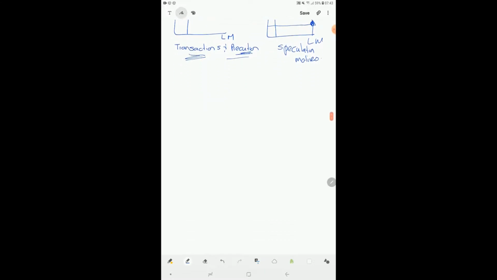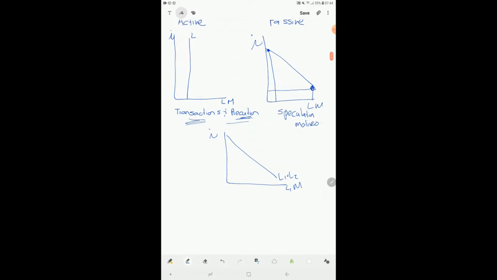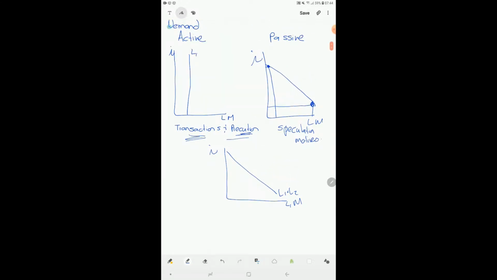Right, so if we combine the two graphs, you get your combined money demand with your interest rates and your quantity of money.